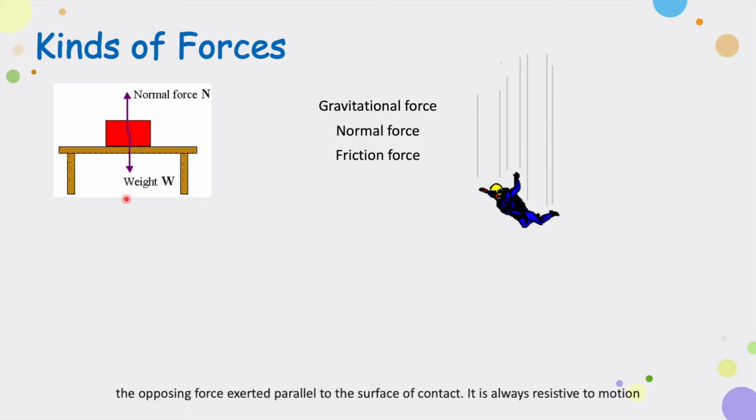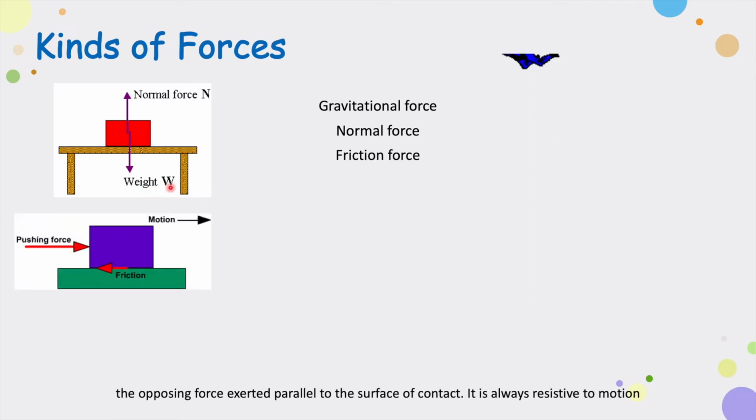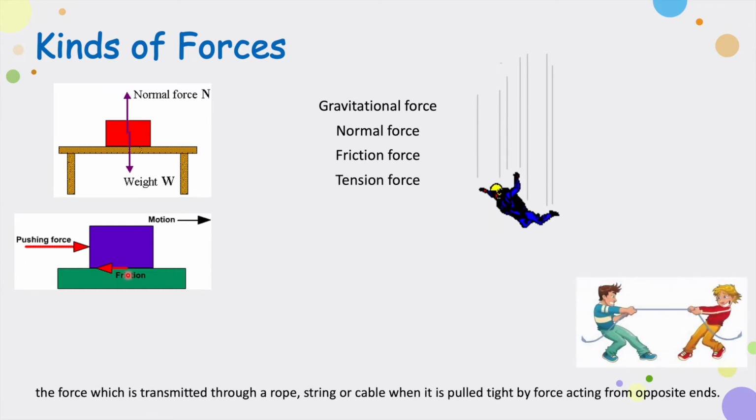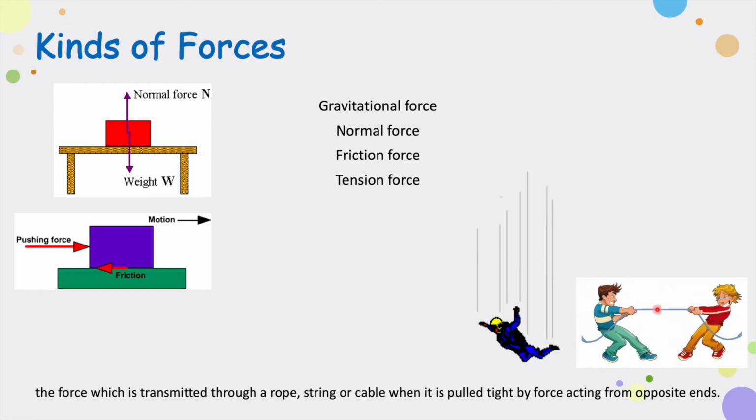The other one is what we call friction. This is sometimes called resistive force. It always resists the motion of an object. So for this case, for example, the motion is towards right, so the friction is the opposite, towards left, and it is always parallel to the contact surface. Next is what we call tension. So this is simply force being transmitted through cables, wires, or strings.